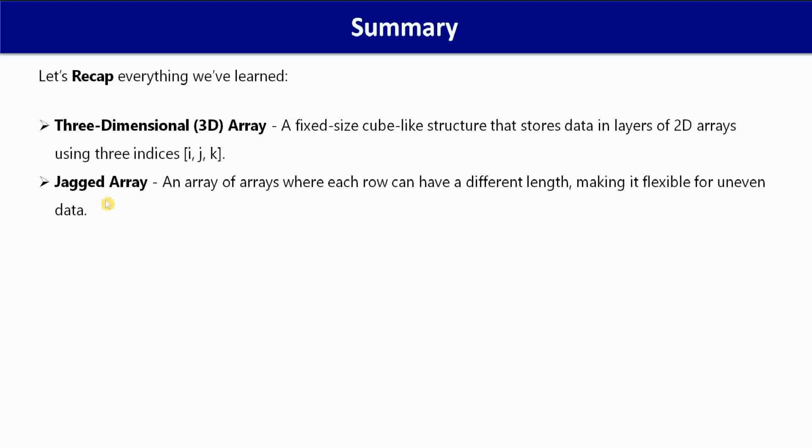Next one we have jagged array, an array of arrays where each row can have a different length, making it flexible for uneven data. So jagged array is where we have arrays of arrays inside. Suppose we have one array and inside that array we have multiple arrays. So that is jagged array. And if we want to declare and use these jagged arrays, we have to declare them with double square brackets.